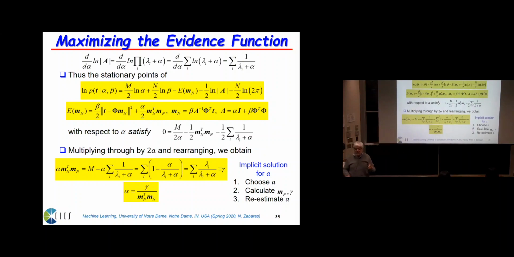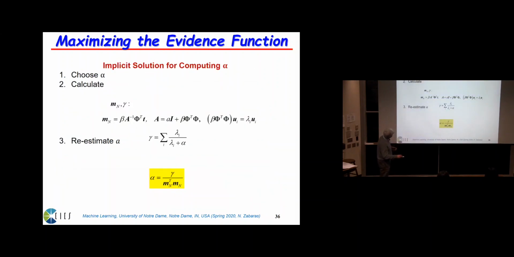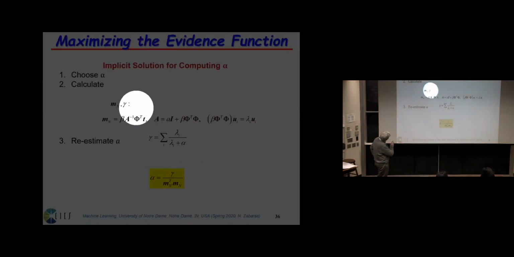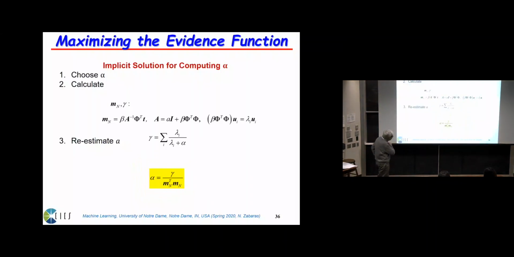All right? So the only way to actually make this work, and this is again very typical of the evidence approximation, is to iterate to self-consistency. So basically what it means is you assume alpha, you compute Mn, you update gamma, all right? You come back. I have the algorithm actually somewhere, okay? So here it is, you choose alpha, you calculate Mn and gamma, okay? And then you re-estimate alpha, and then you keep iterating until it converges.